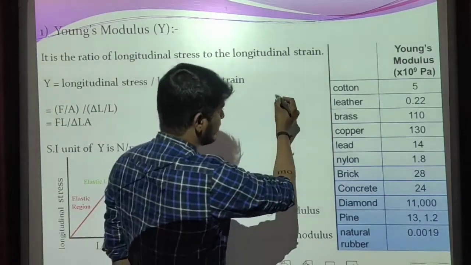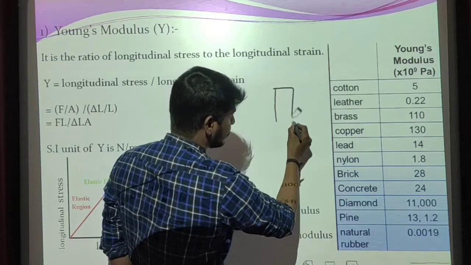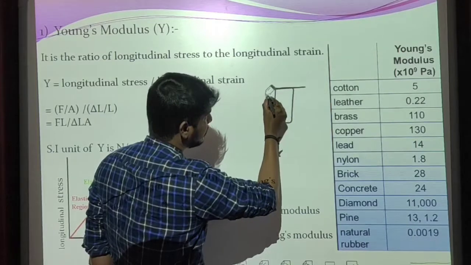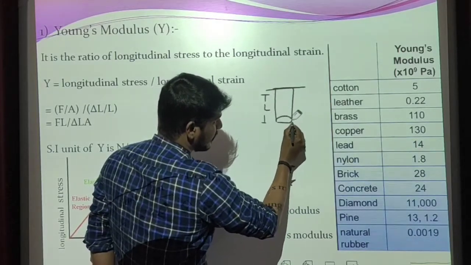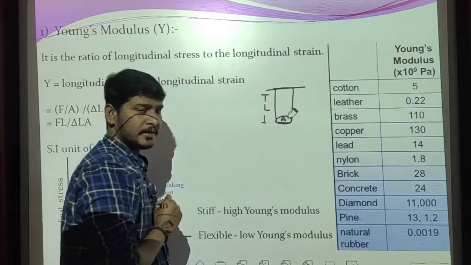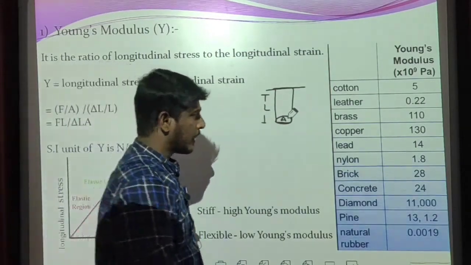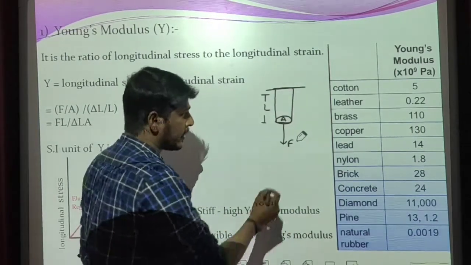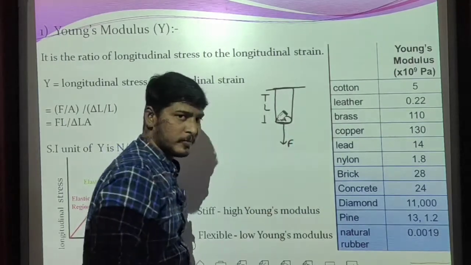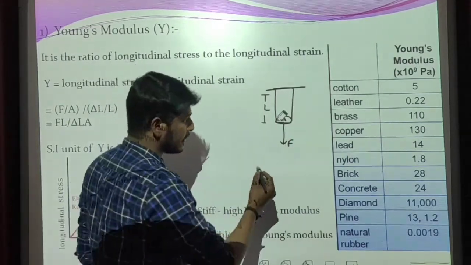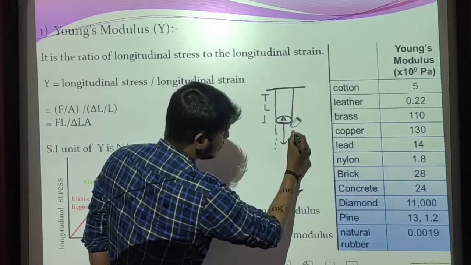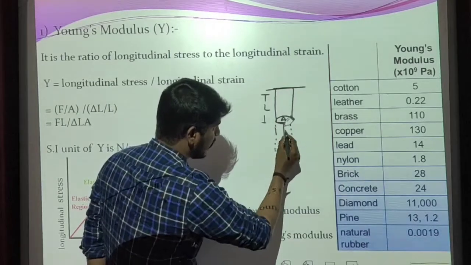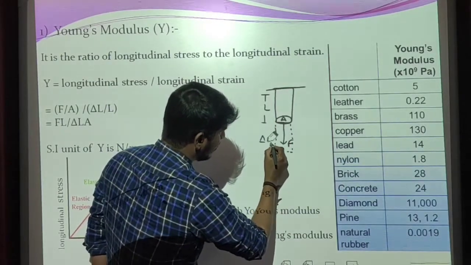Here I am going to consider one object. Its one end is fixed and it has initial length L and cross-sectional area A. Then I am going to apply a deforming force F normally on the area of this object. Then there is an increase in length of this object. We denote this small change in length by delta L.